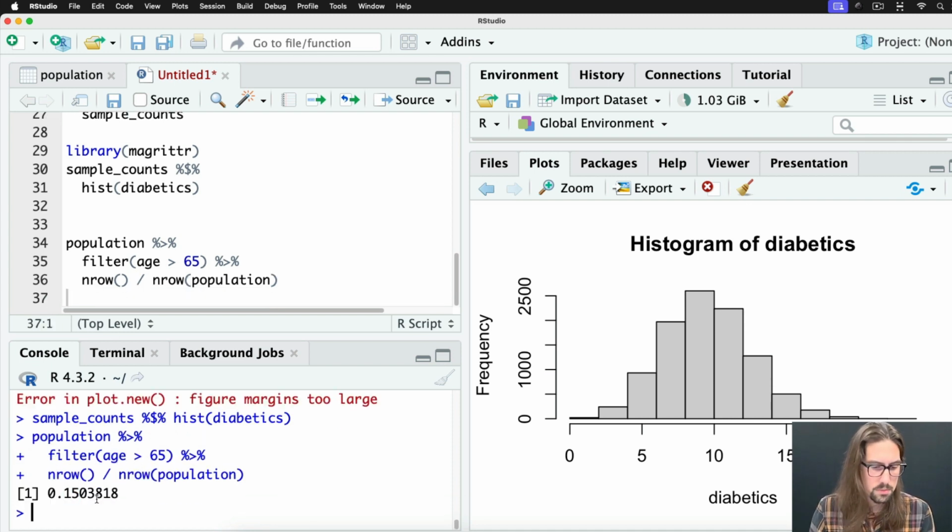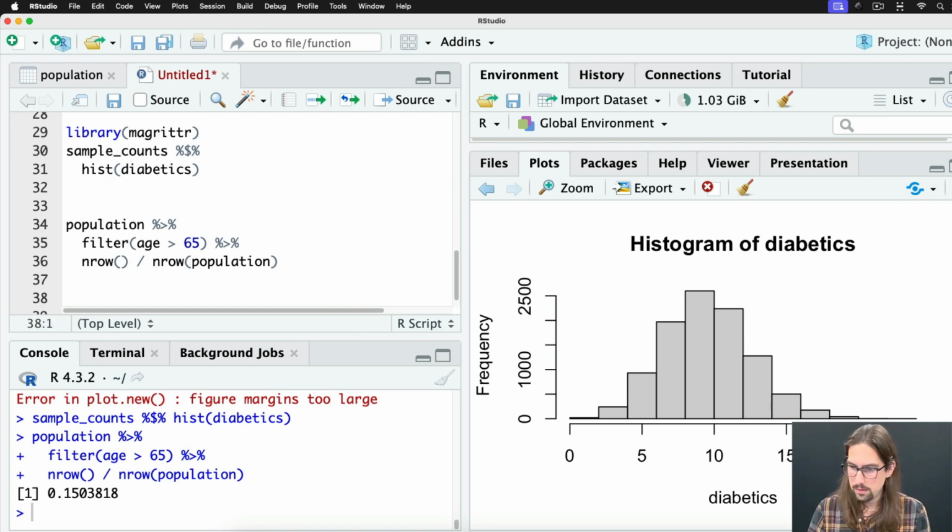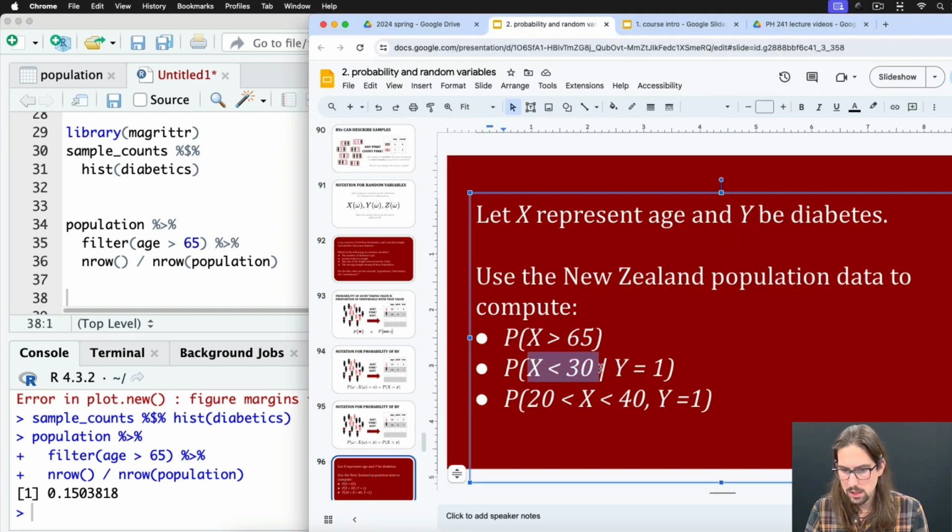So about 15% are older than 65. The next one we were asked about is how many are younger than 30 given that they're diabetic. So remember, usually this is read as given. I think I made a mistake actually. When I was reading this out, I said this was given, but it's actually and. But anyways, we'll talk about that in a sec.